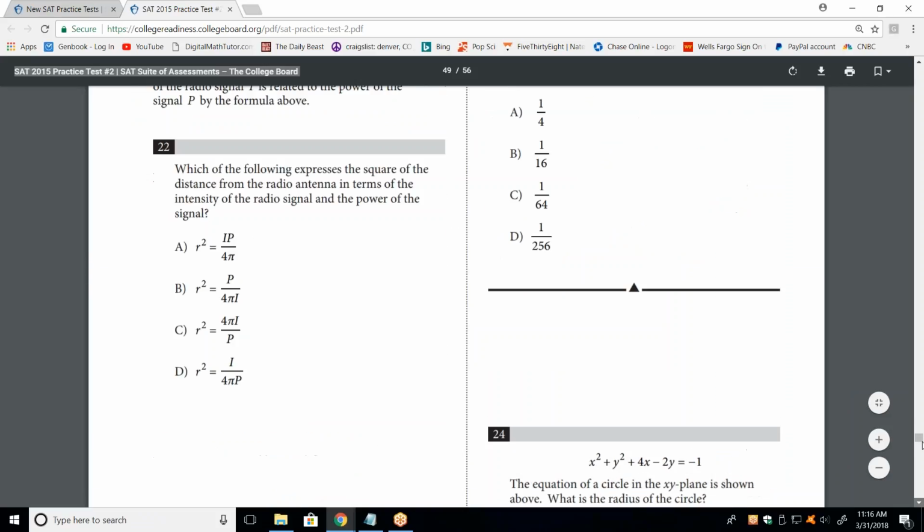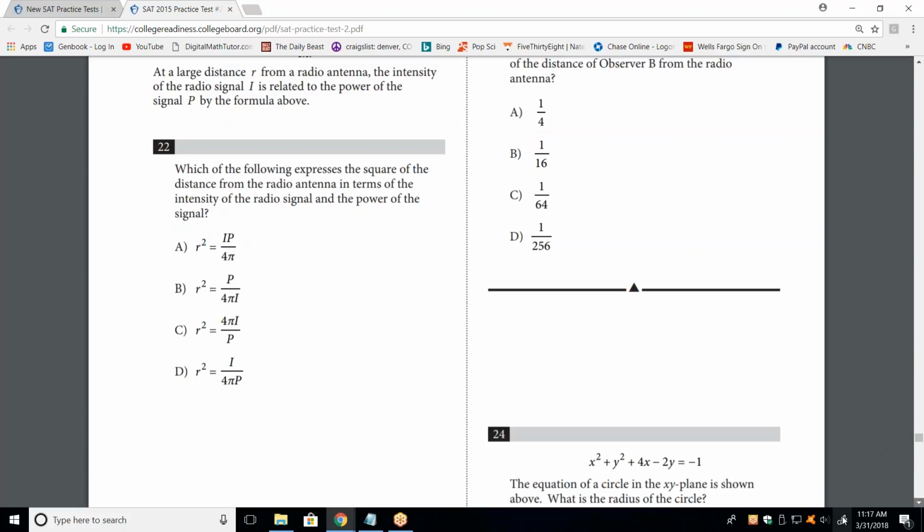I got that same problem. No, actually, it ended up perfect. 22.